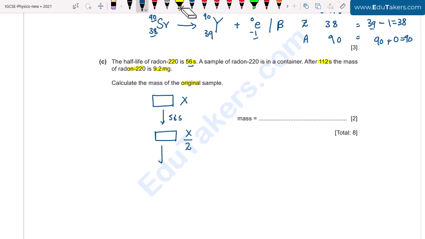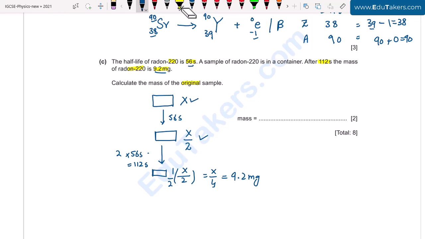And in the next half-life, when again one half-life passes, it will be 56 seconds multiplied by 2, so it is 112 seconds. Then its mass becomes half of this value. So I write X over 2 and I take half of this value. It will be X over 4. So this is the mass of radon and its value is given as 9.2 milligram. We have to calculate the value of X, that is the initial mass.